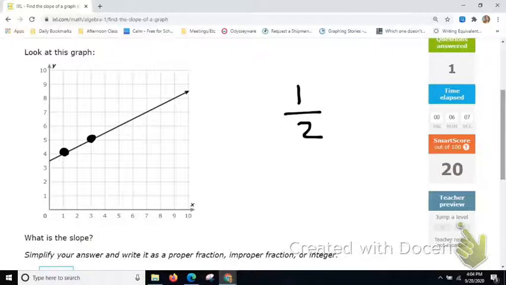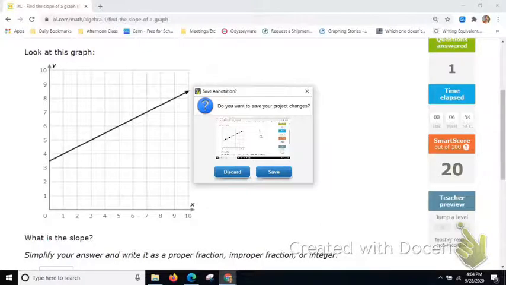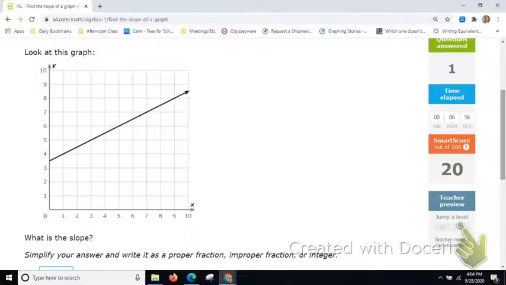Now, I can check that. If I continue along the line, it should continue going up 1 over 2. Up 1 over 2, still on the line. Up 1 over 2. If I do that and the line isn't really in that spot, it means I didn't read one of my dots well. But it does, so we're in good shape in this case. So that would be 1 over 2.